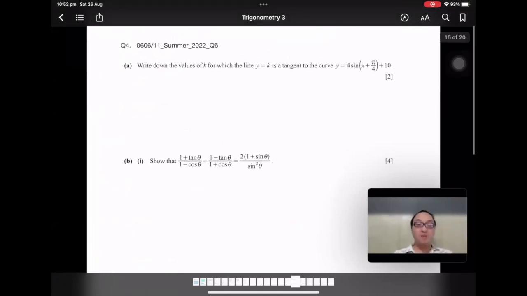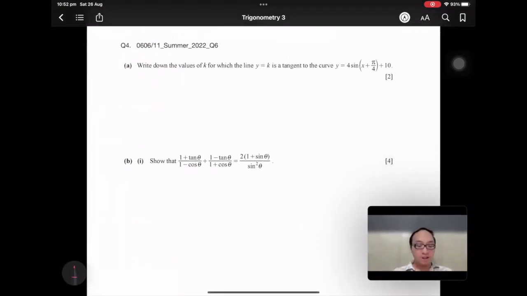Number 4, write down the values of k for which the line y equals k is a tangent to the curve y equals 4 sine of x plus pi over 4, plus 10.